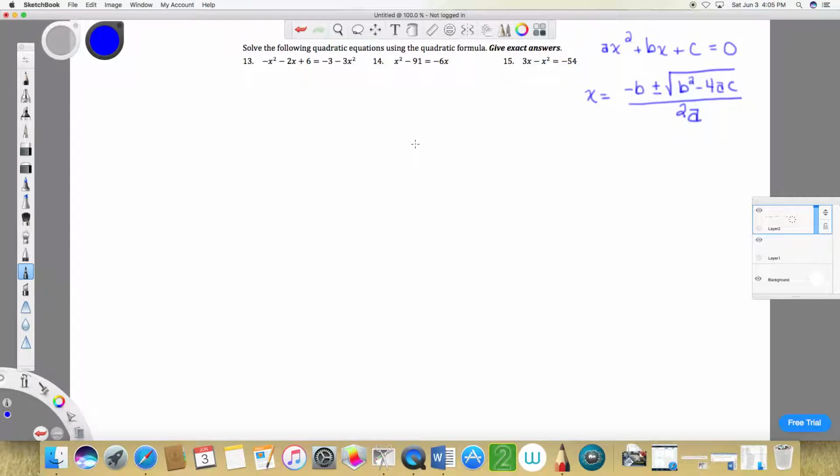All right, so let's tackle number 13. Let's add 3x squared to each side. 3x squared minus 1x squared is 2x squared. Let's add 3 to each side. And 6 plus 3 is 9. So let's identify A, B, and C.